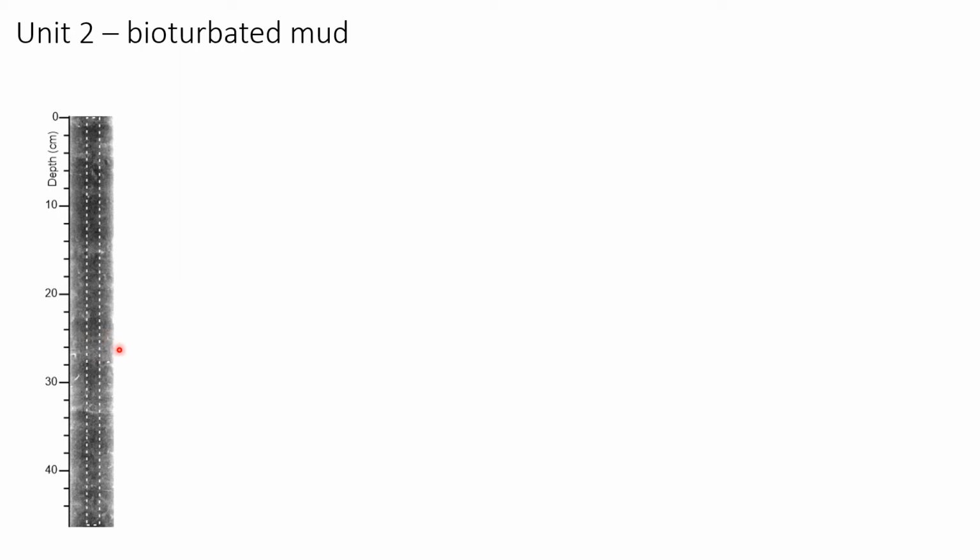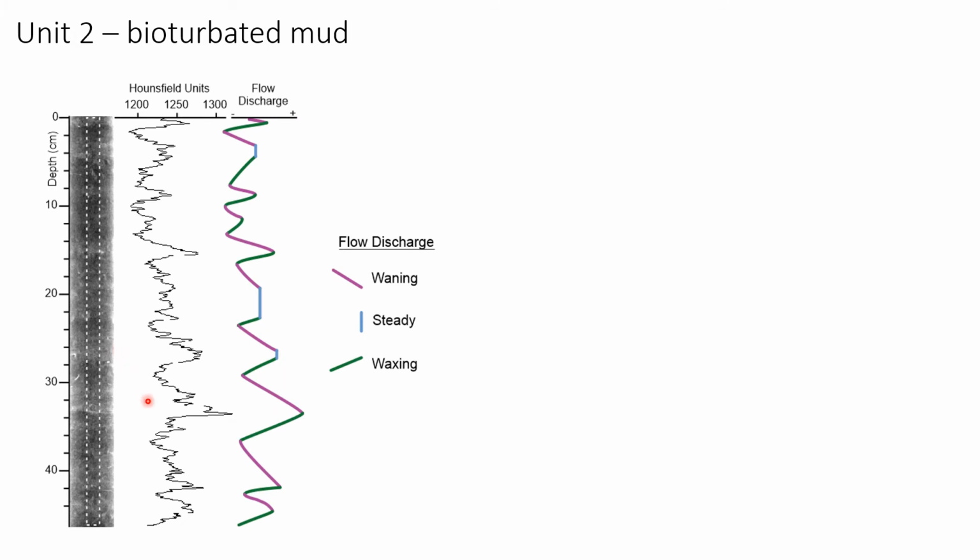It's relatively difficult to pick out bed boundaries, but with the use of an HU profile, it becomes a lot simpler. So again, each of the beds is characterized by an upward increase in HU to a maximum point, followed by a subsequent decrease in HU. And again, here is the associated interpretive flow discharge curve. The use of the HU profile allows the bed boundaries to be picked out with great accuracy.